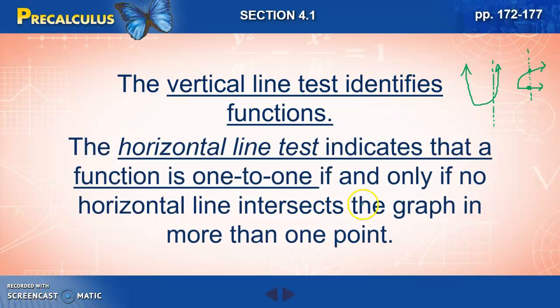The horizontal line test indicates whether or not a function is one-to-one. So go back to our parabola here, our x squared function. Remember, we just showed on the previous slide that y equals x squared was not a one-to-one function by the definition. If we were to graph y equals x squared and pass a horizontal line through it, we would see that it passes through that function twice. So it is not a one-to-one function.